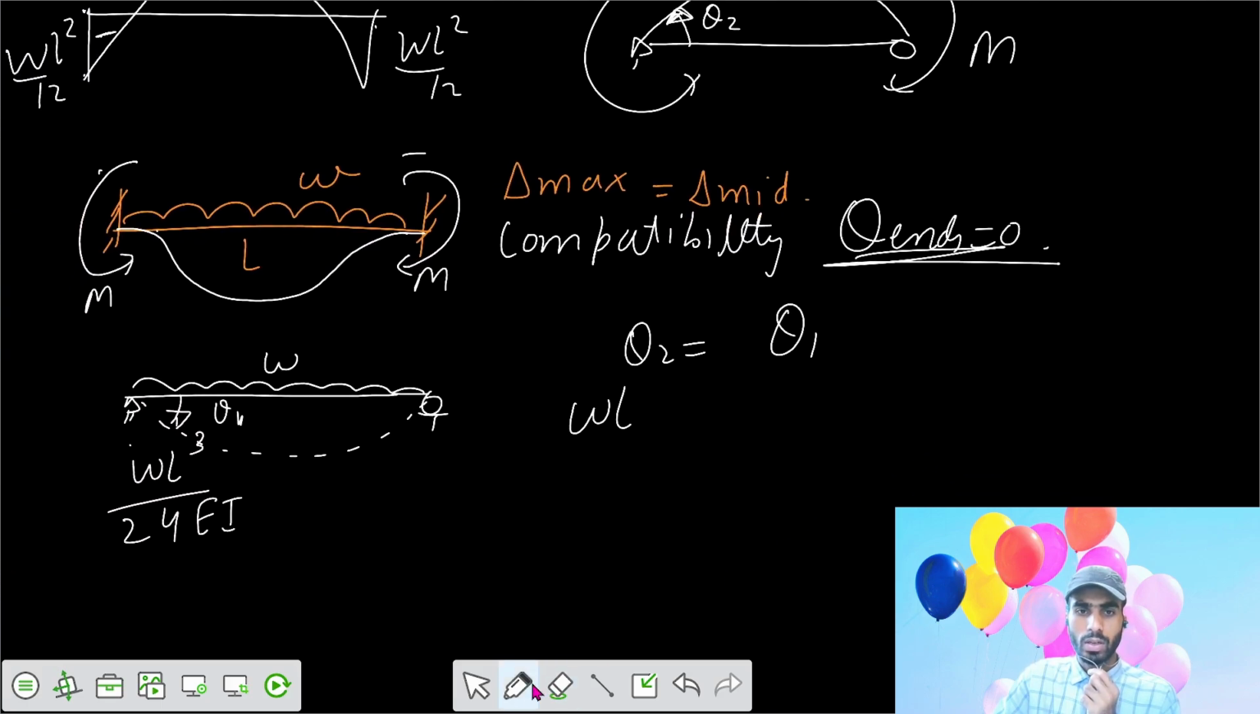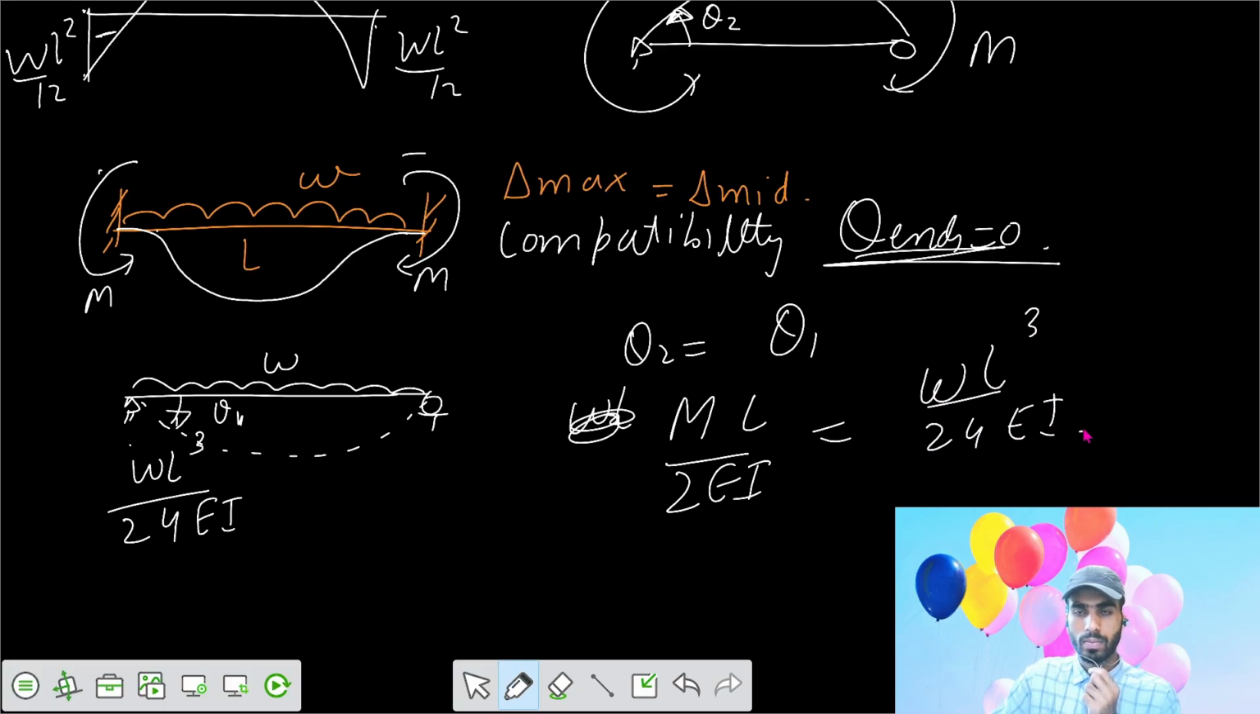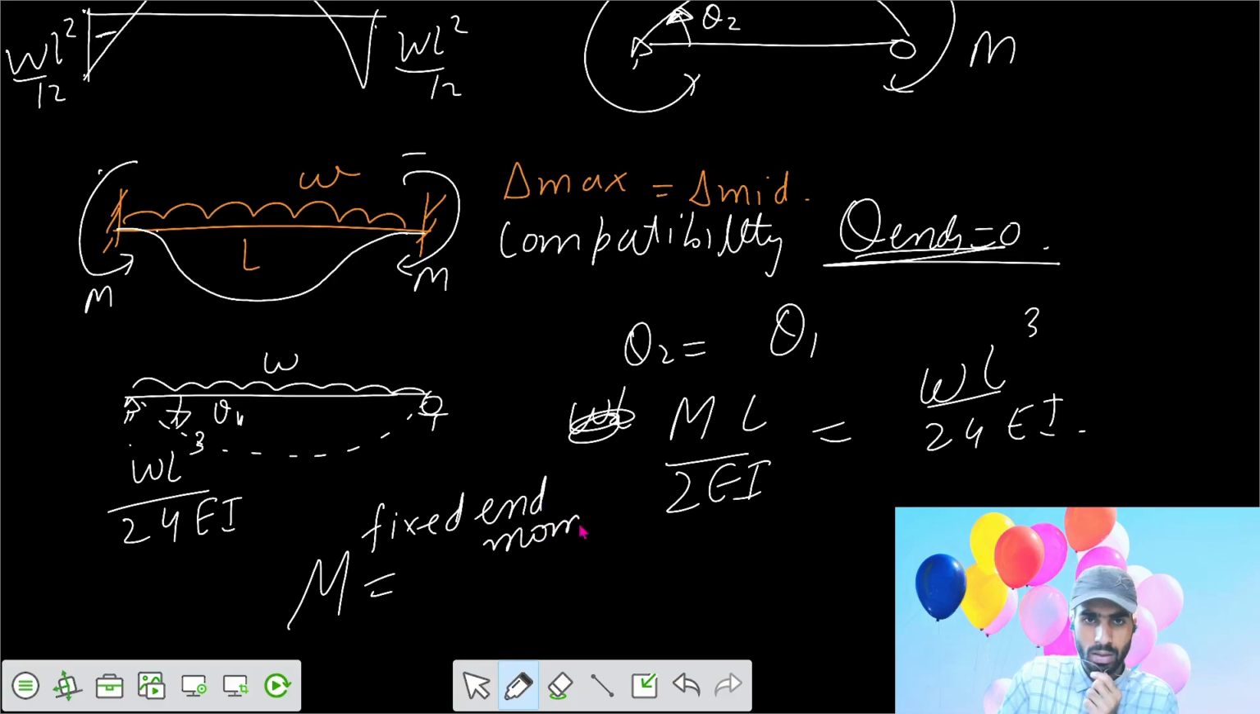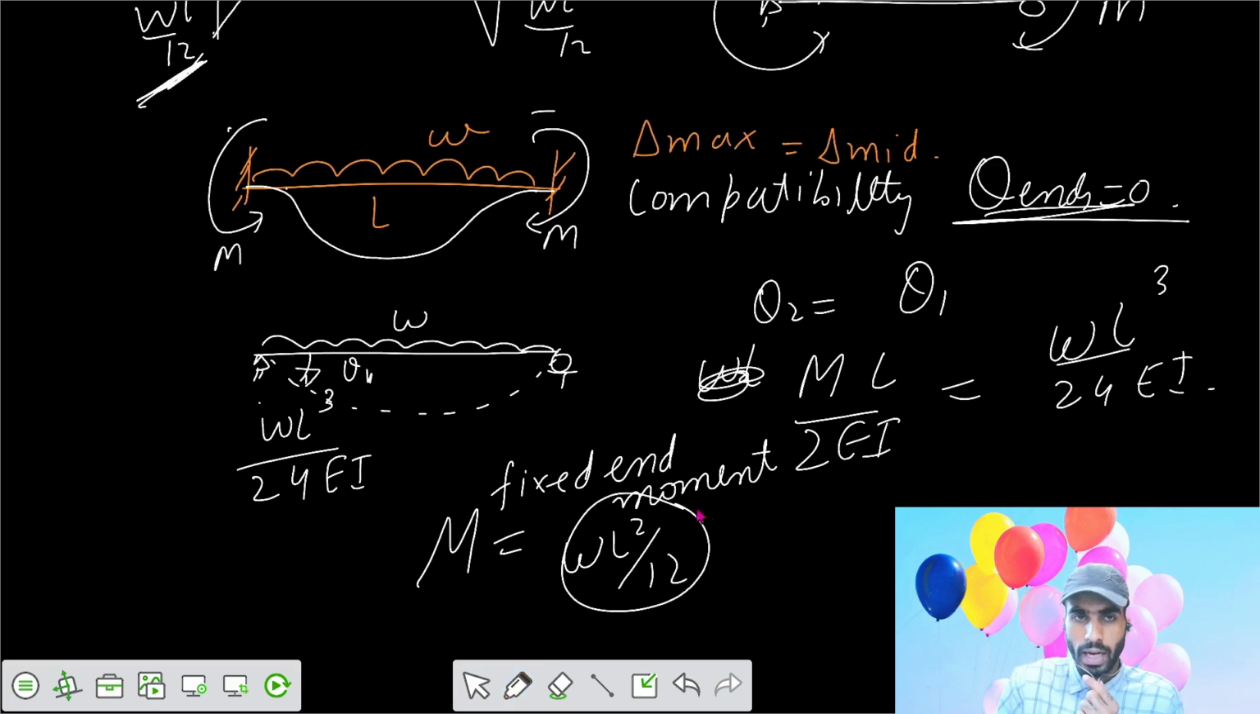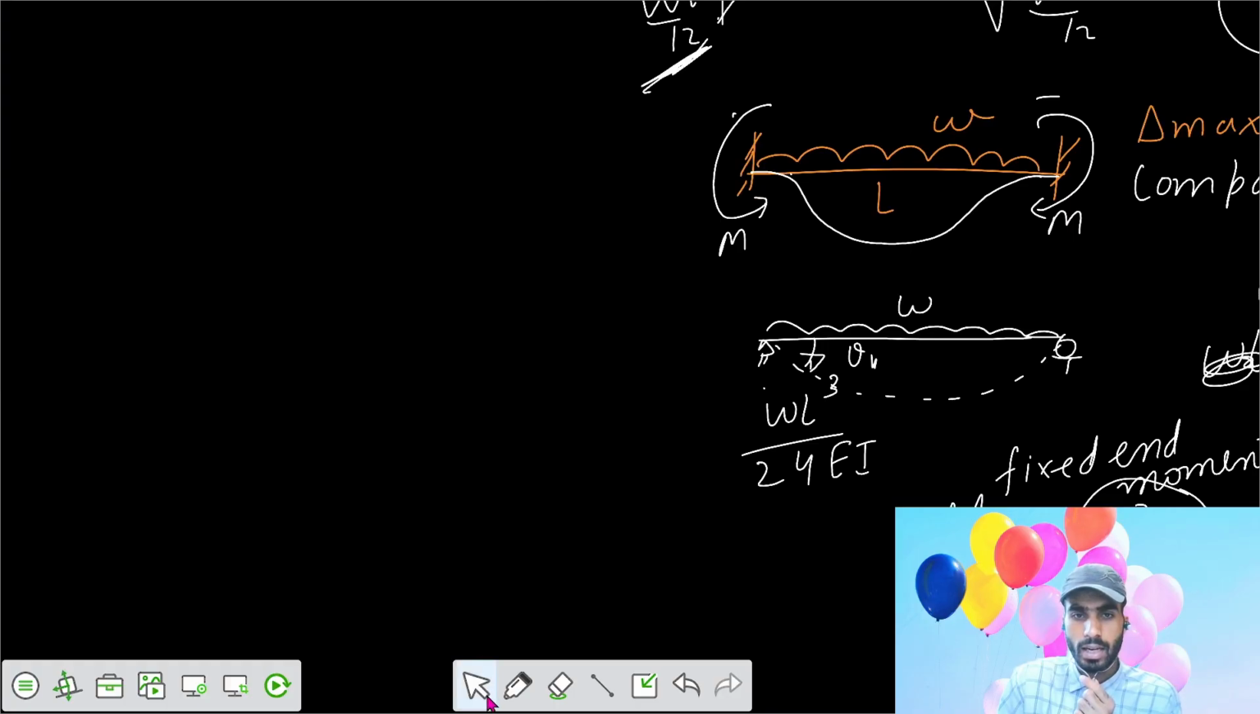So your theta 2, we know, equals ML by 2 EI, and we equate it with WL to the power 3 by 24 EI, and we can get the value of moment developed at the ends that we call the fixed end moment. So fixed end moment developed equals WL square by 12, that I already showed you here. Now we can get the value of delta at mid.